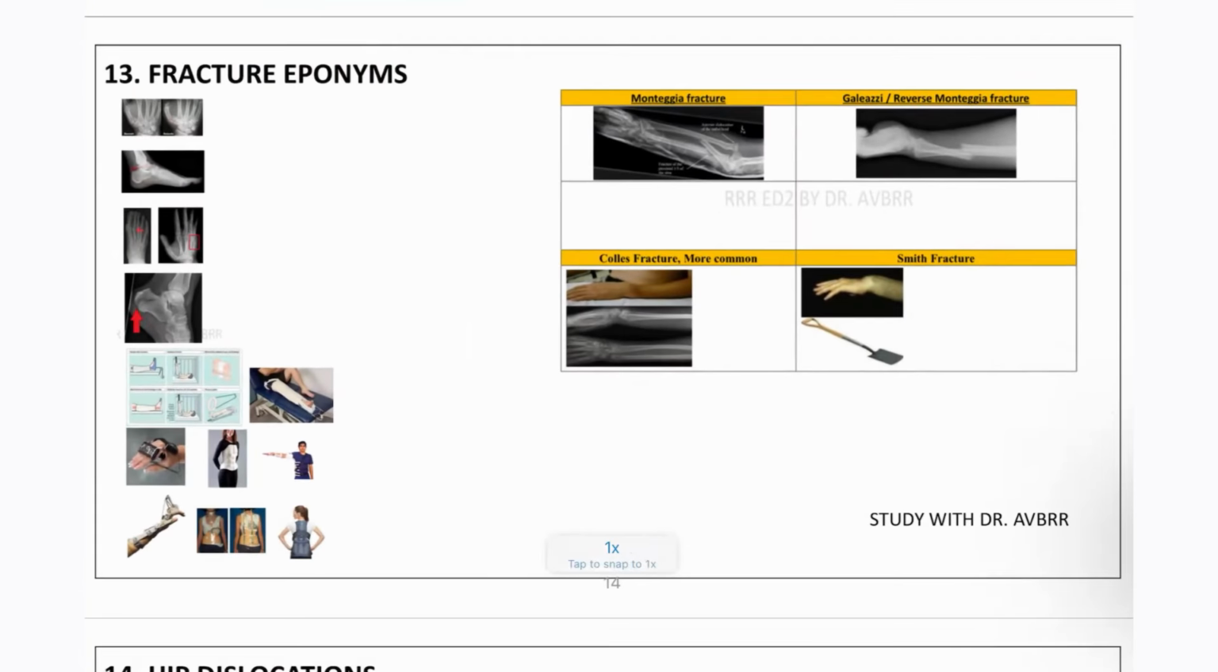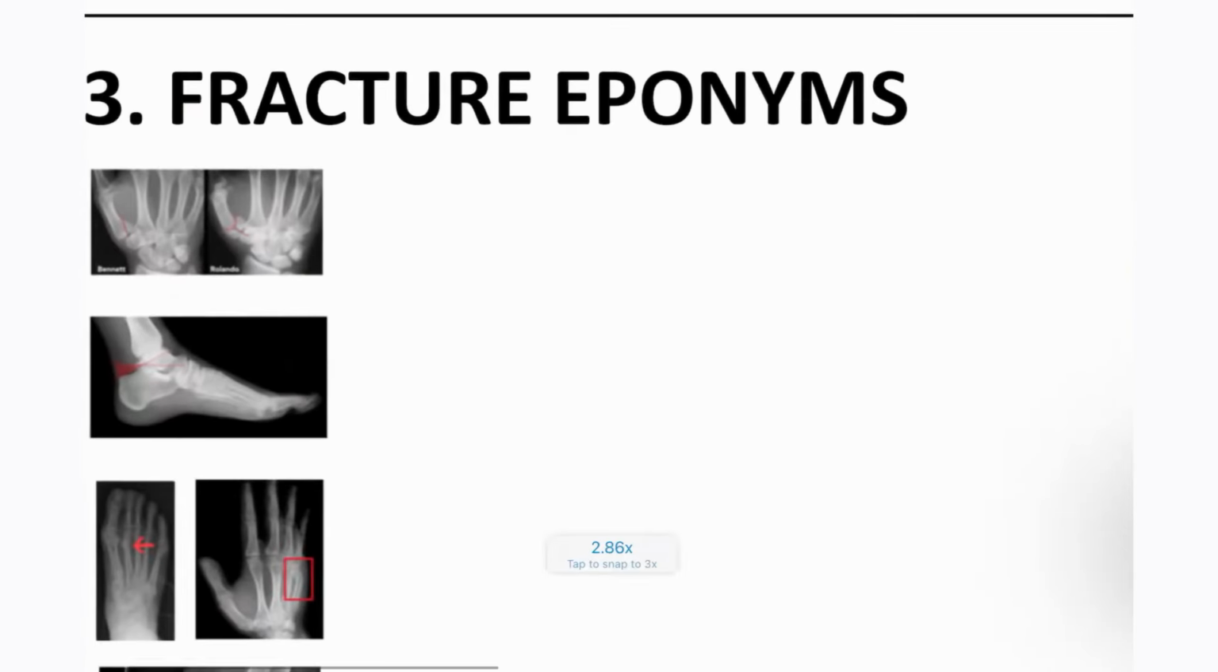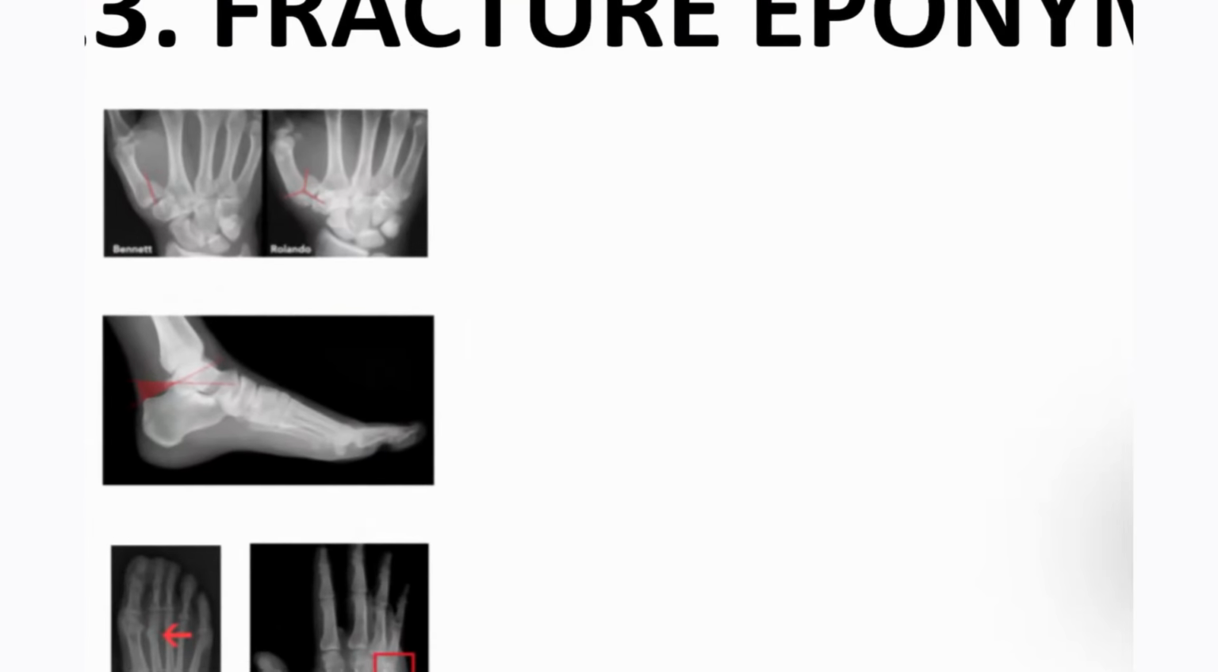Next, moving on to the fractures. In fractures, eponyms will be commonly asked. We will see the eponyms, and then I will also discuss fat embolism syndrome. First, we are going to see the Bennett and Rolando types. So what are the Bennett and Rolando types? This is going to involve the thumb. Mainly it involves the thumb.